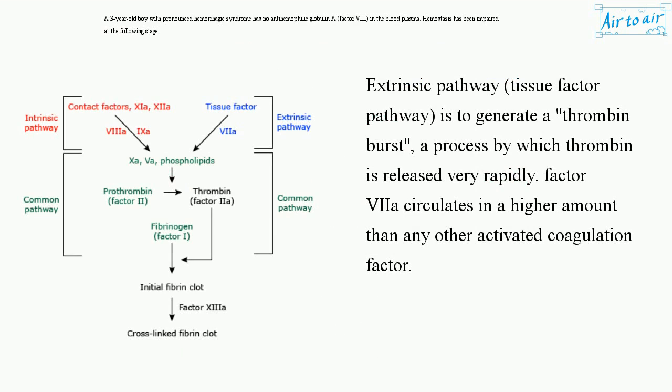Extrinsic pathway. The tissue factor pathway is to generate a thrombin burst, a process by which thrombin is released very rapidly. Factor VIIa circulates in a higher amount than any other activated coagulation factor.